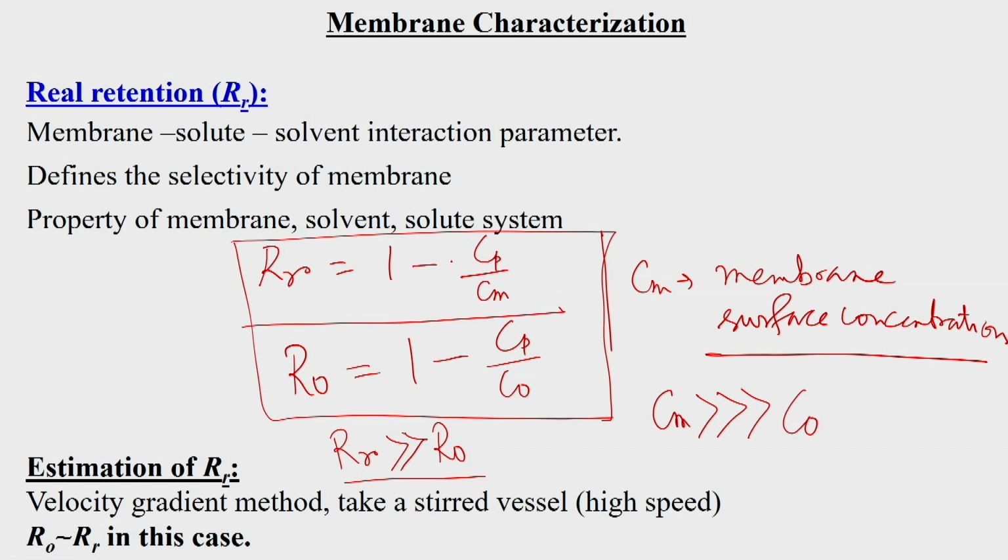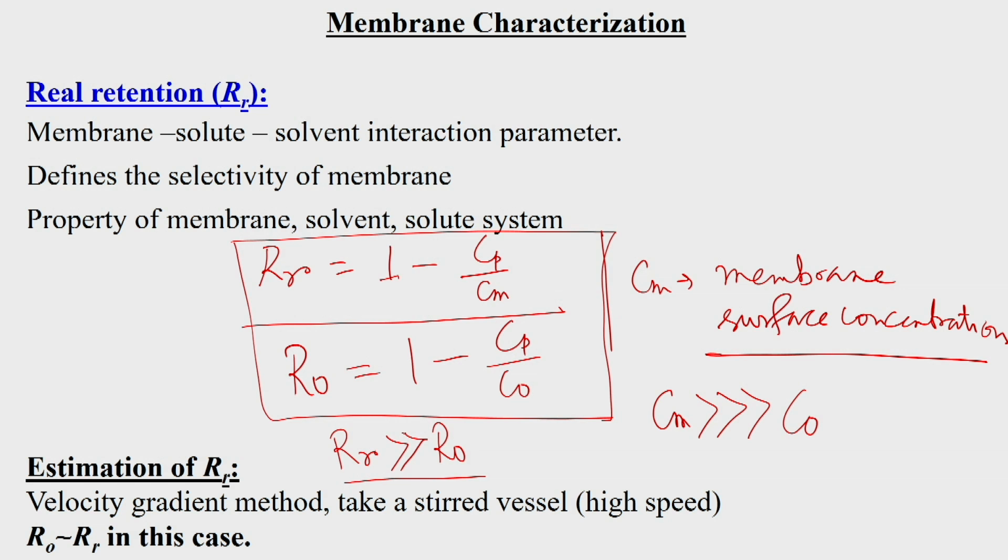So, we can say the second term on the right hand side will become lower, that is why the real retention, RR, will be high. But we can estimate this observed retention, the real retention value. The velocity gradient method is there. We need to take a stirred vessel, then with high speed, we will get this observed retention, and that will be the real retention, because the membrane surface concentration is a fictitious concentration. We cannot measure this instantly for a particular membrane operation, because it is completely dependent on the operating condition.